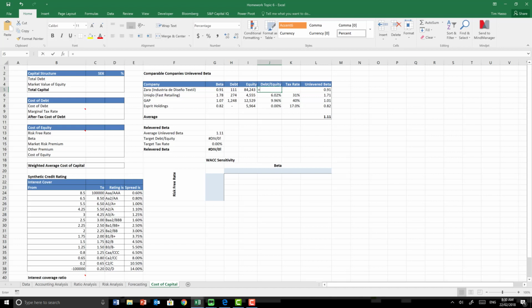Now what I'm going to be doing next is figuring out their capital structure. So I'm going to take their debt divided by their equity. So essentially they're almost entirely funded by equity.